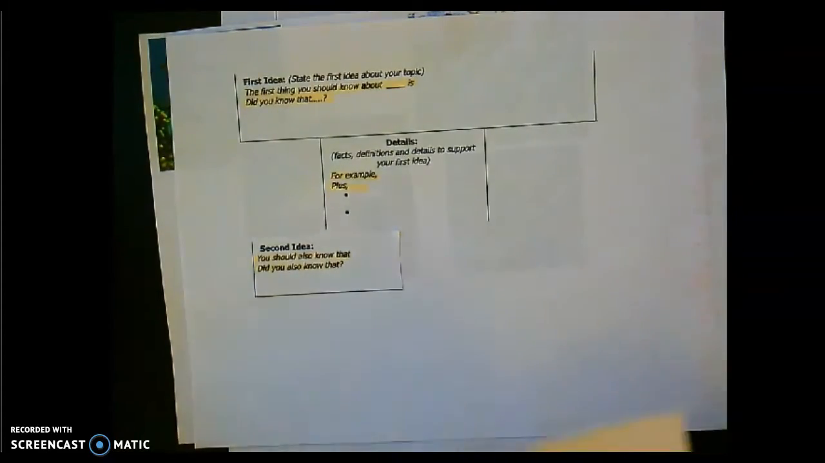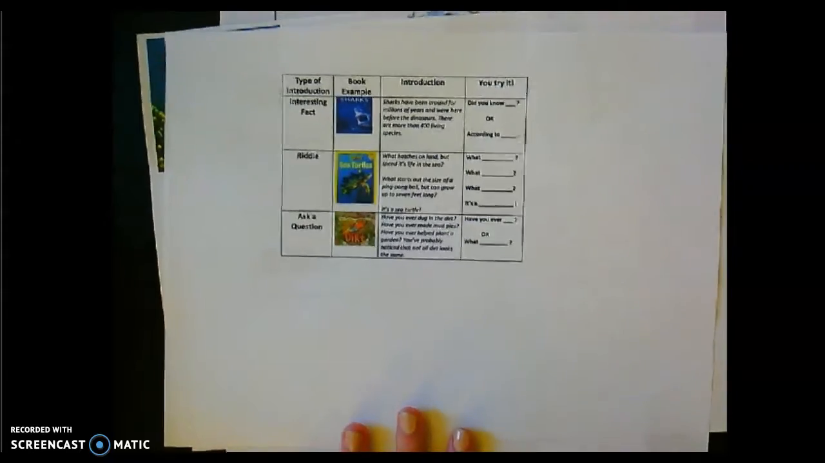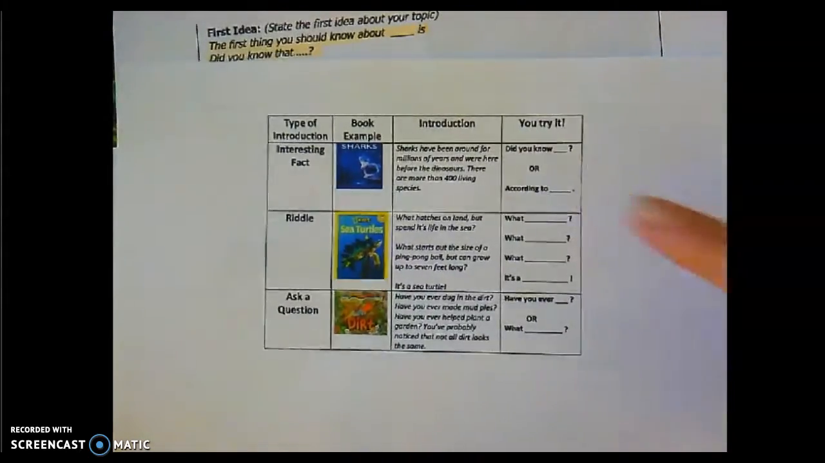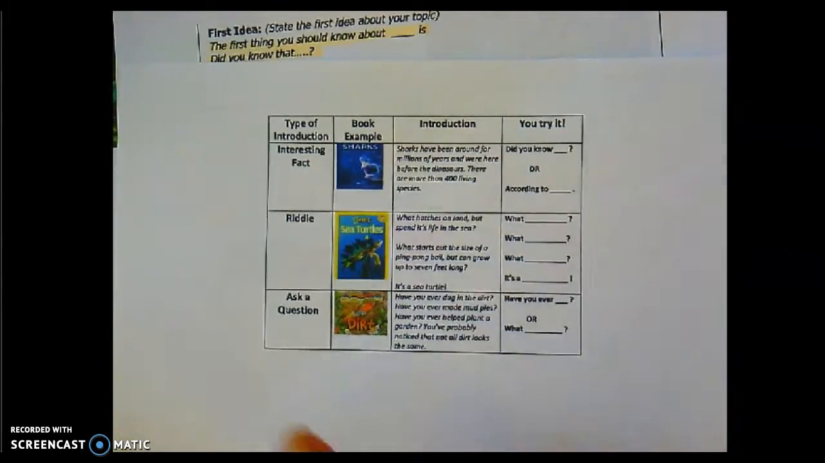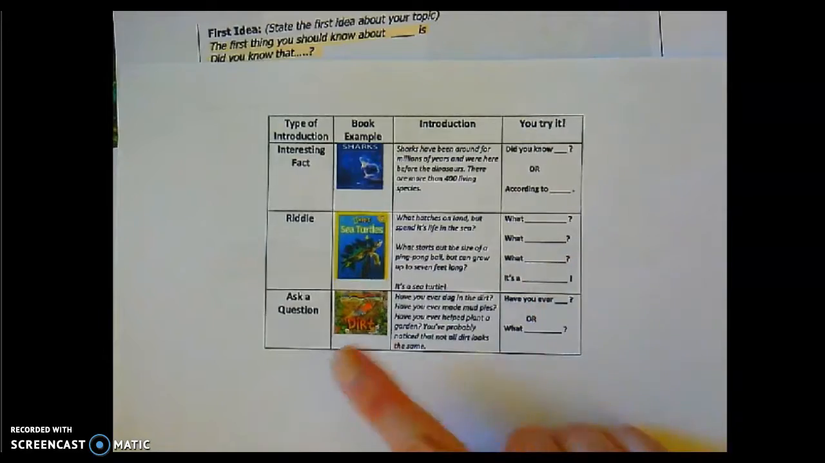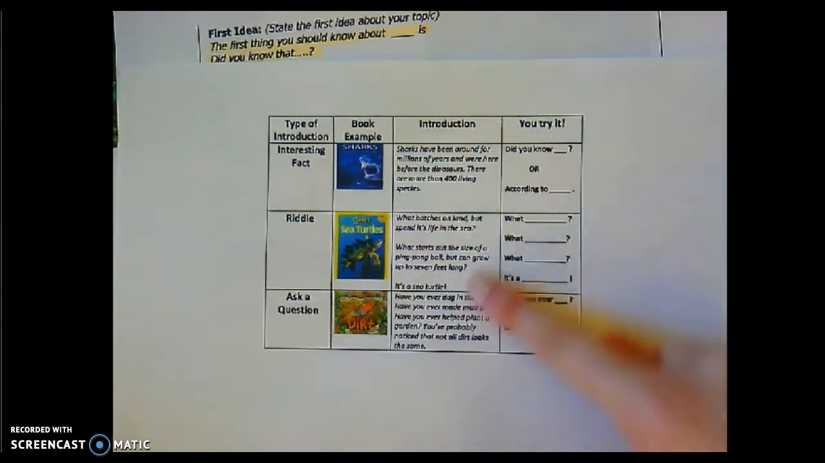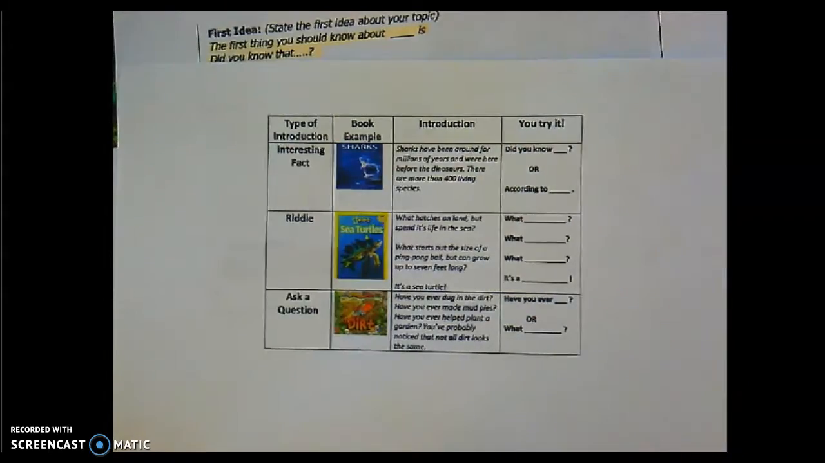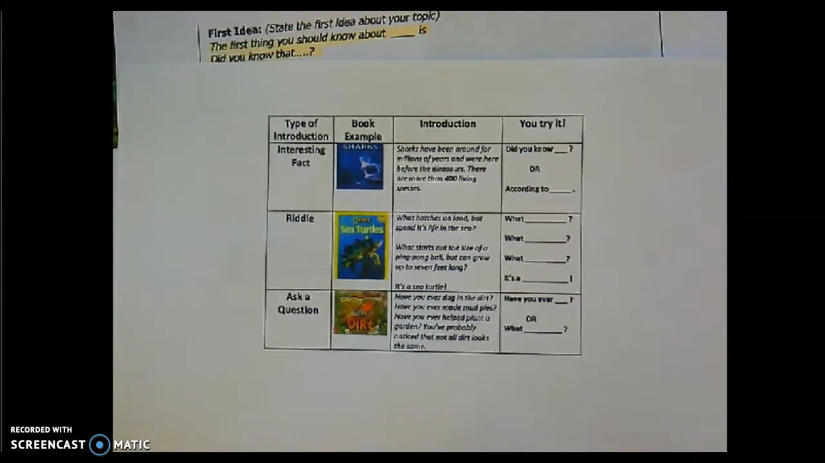We also talked about different ways you can start your introduction. So I started with a couple interesting facts, and they give you some sentence starters right here. You also could start with a riddle, and they help you write your own. And you could also ask a question. And they give examples of all of these here, and then they help you get started writing your own. So make sure to choose one of these when you're writing your introduction today.